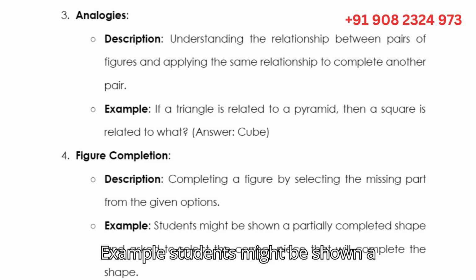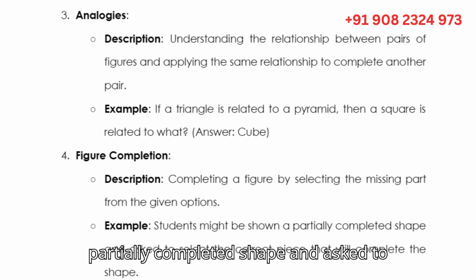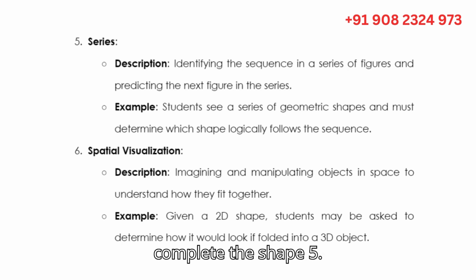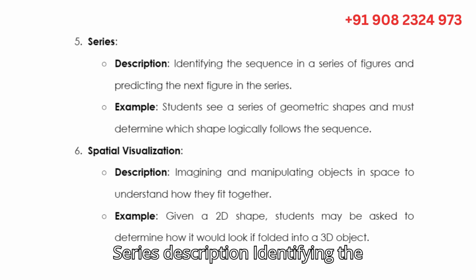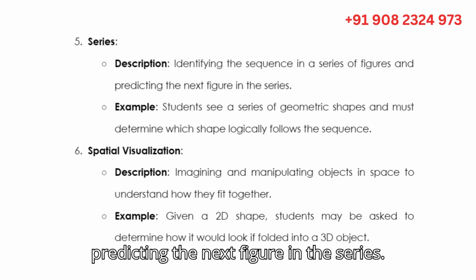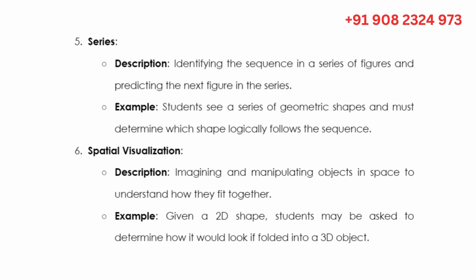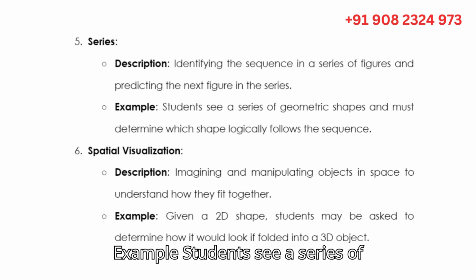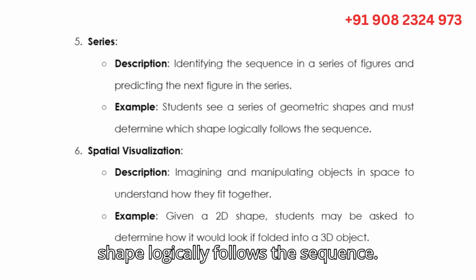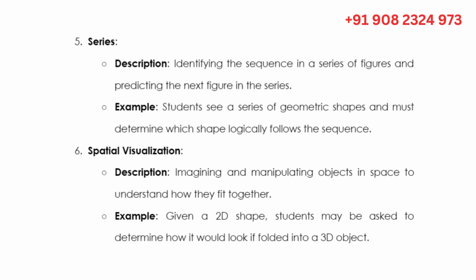Example: students might be shown a partially completed shape and asked to select the correct piece that will complete the shape. 5. Series. Description: identifying the sequence in a series of figures and predicting the next figure in the series. Example: students see a series of geometric shapes and must determine which shape logically follows the sequence.